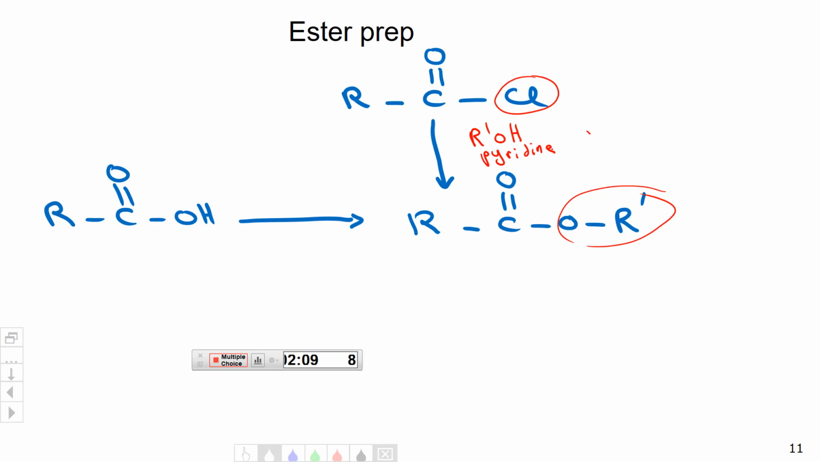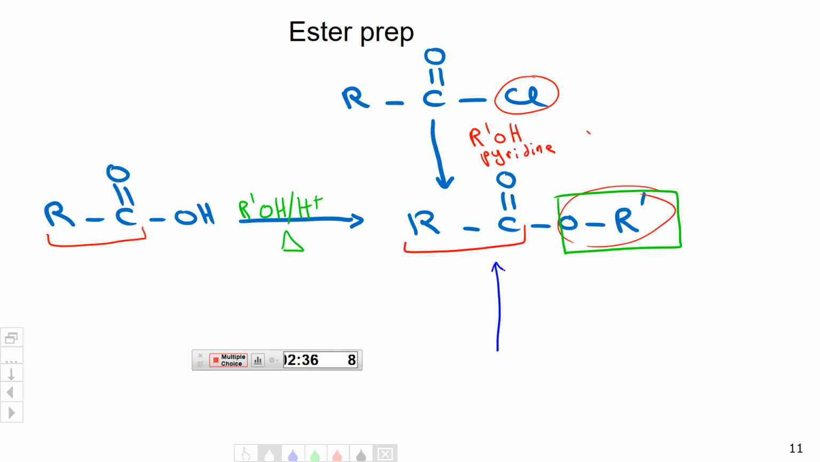Now, we also learned in chapter 20 that we can prepare esters from carboxylic acid. This part of the ester is coming from the carboxylic acid, and the one circled in green is coming from the alcohol. So ROH, H plus, and heat. So this is another method to prepare it from carboxylic acids and alcohols.